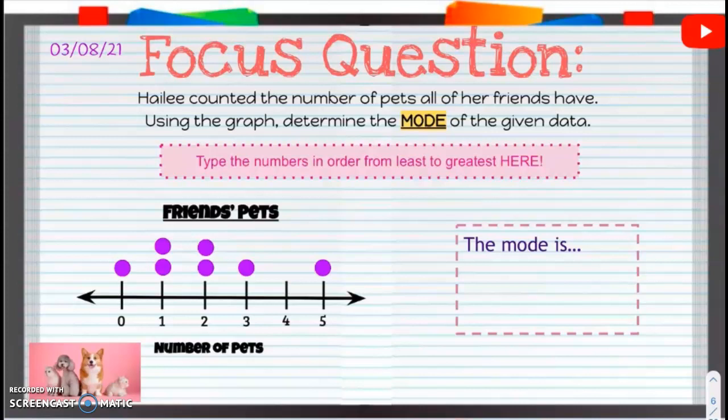Our focus question: Haley counted the number of pets all of her friends have. Using the graph, determine the mode of this given data.